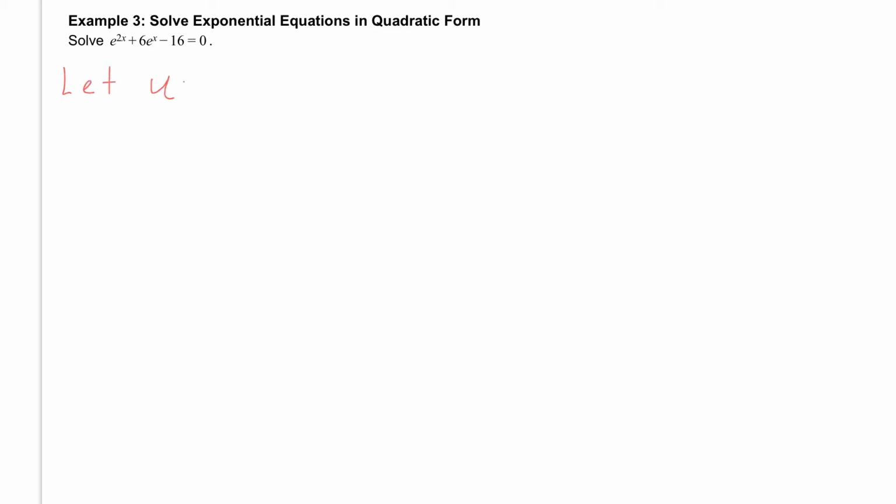So what we're going to do is use the substitution method, and we are going to let u equal e to the x. And if we let u equal e to the x, here's what happens. In this first term, e to the 2x, this e and this x are going to become u. That exponent of 2 is still there. So this becomes u to the second plus, in this second term, 6e to the x. Again, if we take e to the x and make it u, we get 6u. Then we still have minus 16 equal to 0.